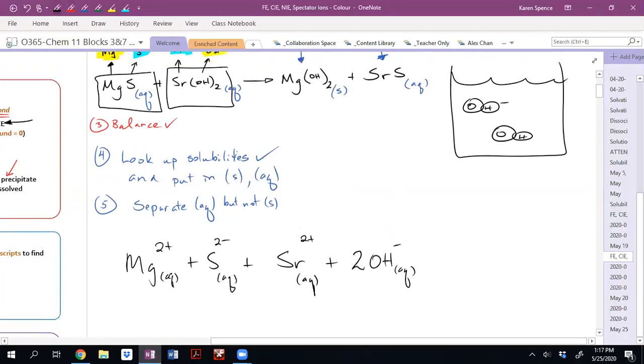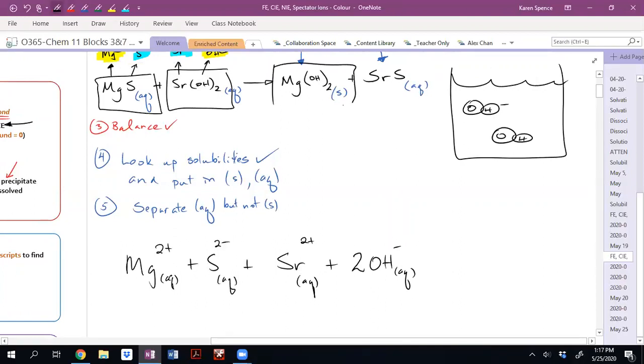Now, next I have a solid, and solids stay together. So that one's really straightforward, just MgOH2.